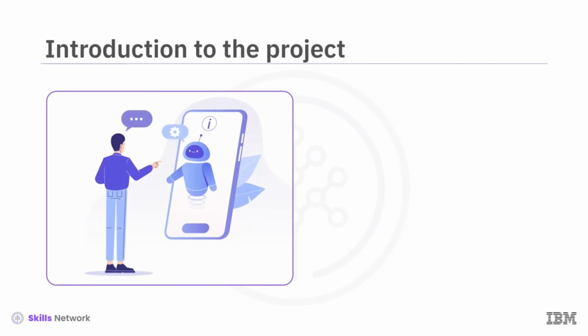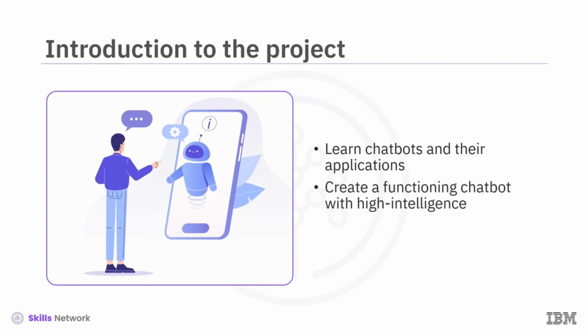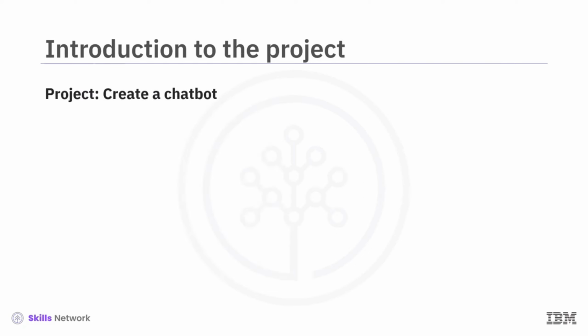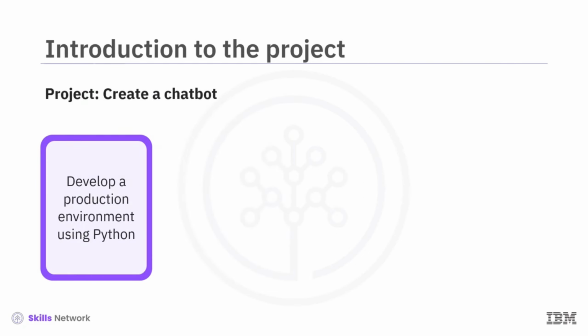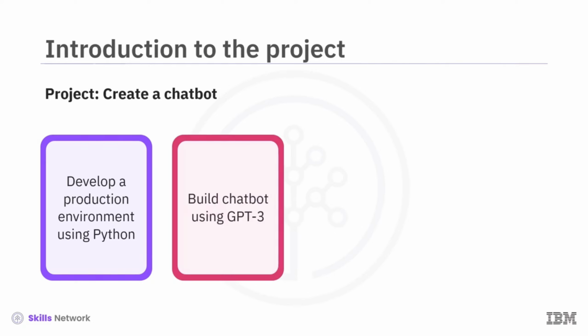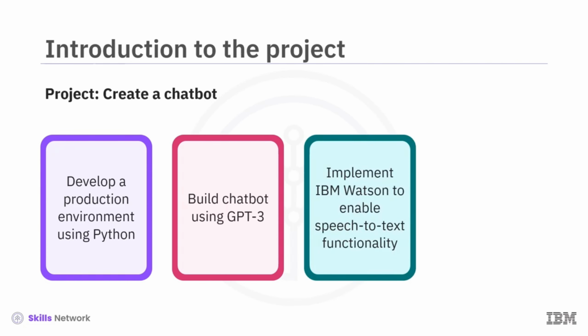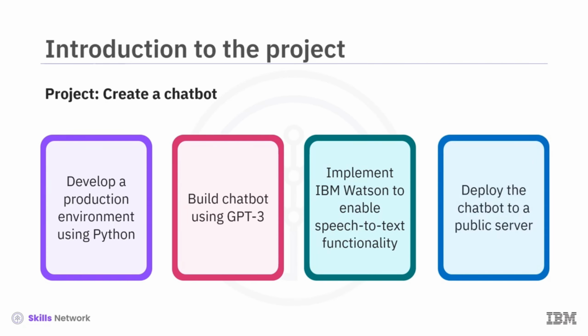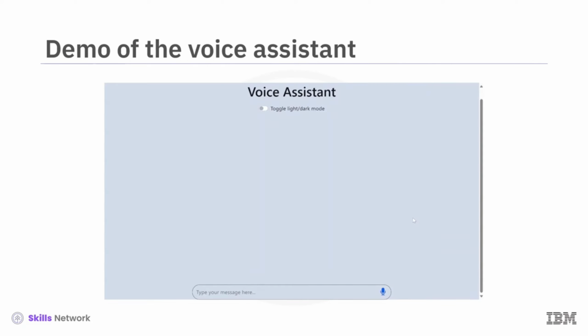This project explores chatbots and their applications. You will create a functioning assistant with a high intelligence level that will take voice input and provide a spoken response. In this project, you will begin by developing an environment for building an assistant using Python. Then build your own assistant using GPT-3. And finally, implement IBM Watson to enable speech-to-text functionality. You will also learn to deploy the assistant to a public server. Let's check out a demo of the voice assistant you'll develop in this project.